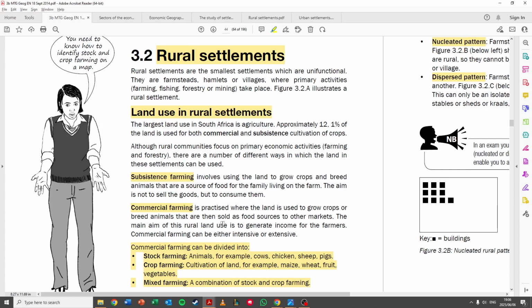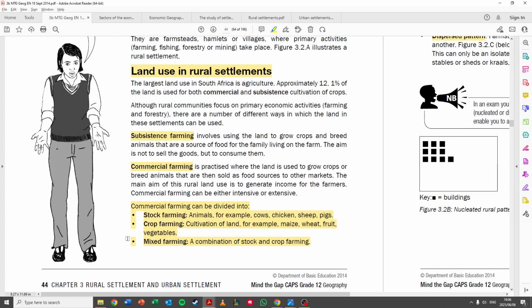Then, if you have commercial farming, this is obviously the exact opposite. They typically do it on quite a large scale and then they sell the crops to make profit. But it is obviously a very big difference between the two. Commercial farming can be divided into a few different types. First one is stock farming.